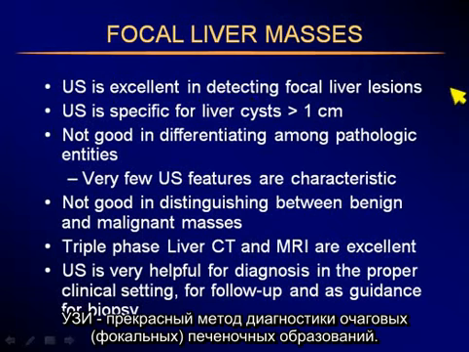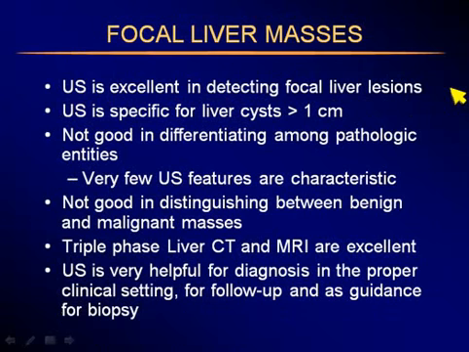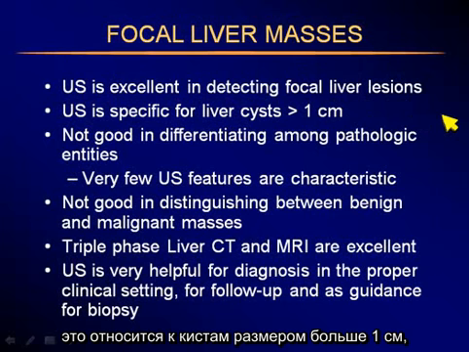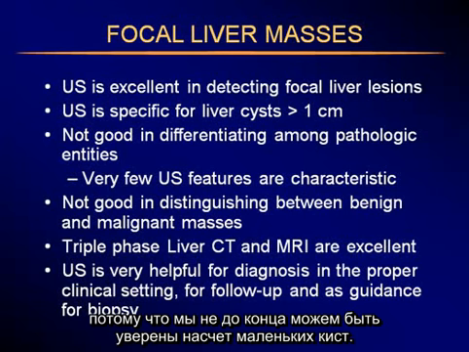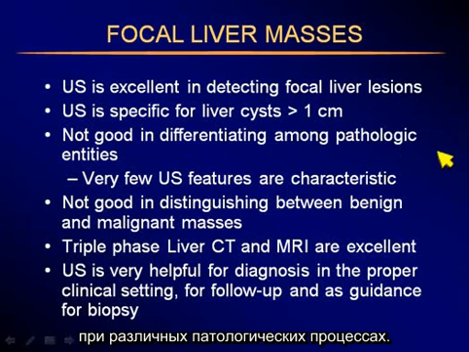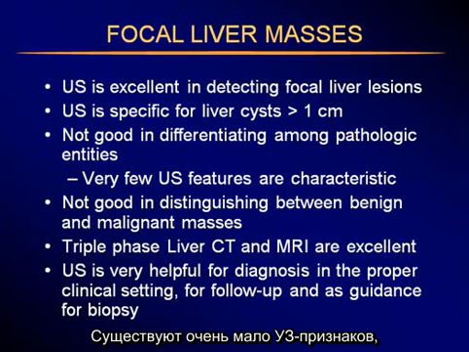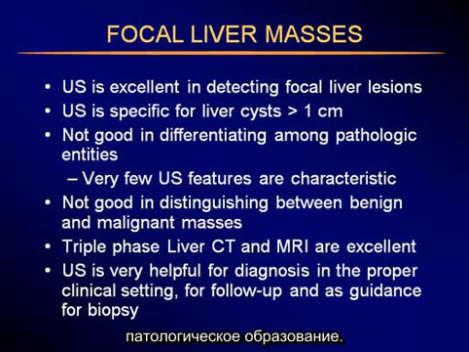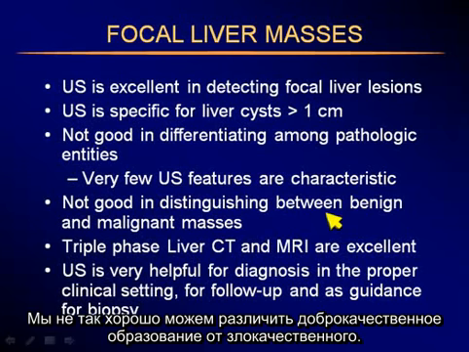Ultrasound is excellent in detecting focal liver lesions. We're very specific for liver cysts, but liver cysts that are about 1 centimeter or more, because very tiny ones we may not be so sure about. But ultrasound is not good in differentiating among the different pathologic entities. There are very few ultrasound features outside of cysts that are characteristic of the mass itself, the pathology. We are not good in distinguishing between benign and malignant masses.